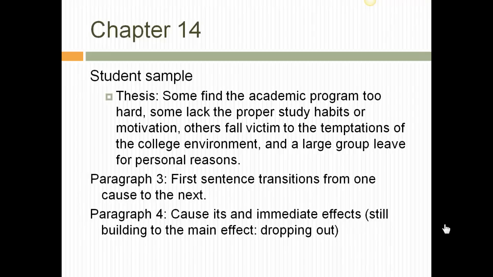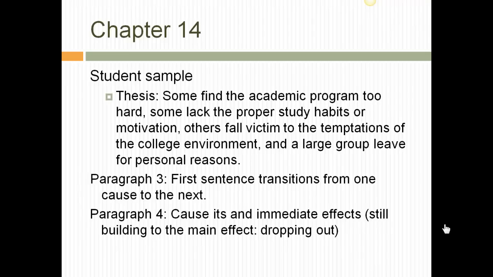In paragraph 4, we use a little bit of a causal chain in this, even though we're still focused mainly on the causes of dropping out. We have the poor student motivation, and because of poor student motivation, they will avoid assignments. Because they've avoided assignments, they stay away from class. Because they stay away from class, they're not prepared when the final comes. And so that paragraph does build a little bit of that domino effect and shows you how it works. But ultimately, the focus of the paragraph is still connected back to the thesis, which is demonstrating why students drop out of college.